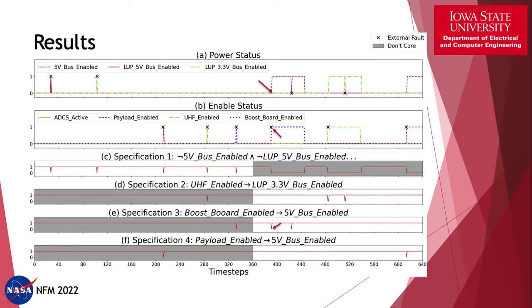After the first 30 minutes, specifications 2, 3, and 4 hold. If we inject a fault and enable the boost board, but our 5-volt bus has not been enabled yet, R2U2 evaluates to false. Our fault recovery will then enable the 5-volt bus by the next time step, and R2U2 will evaluate to true. We can see that if we ever turn off a power bus while a subsystem is enabled, R2U2 will evaluate to false, but will turn on the applicable power bus by the next time step, and R2U2 will evaluate to true.